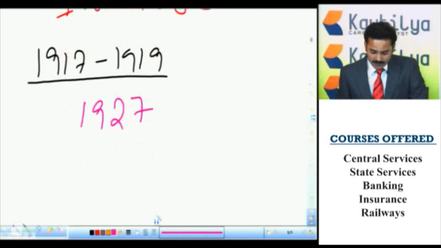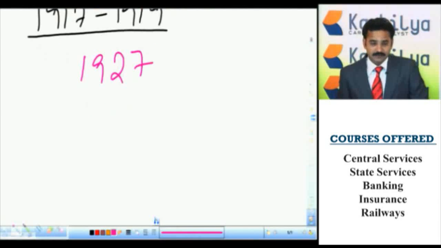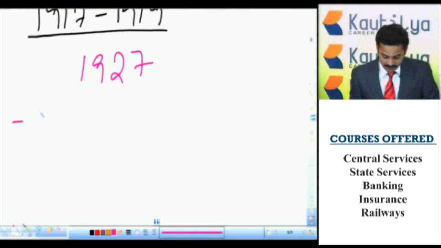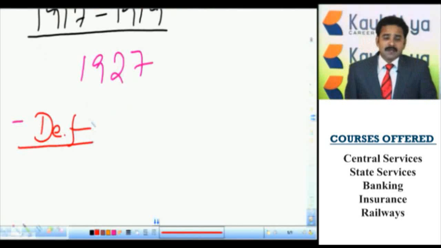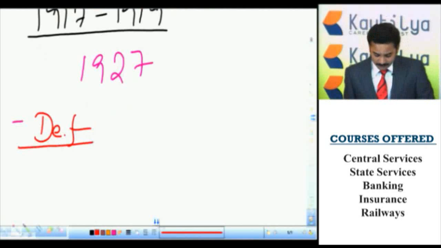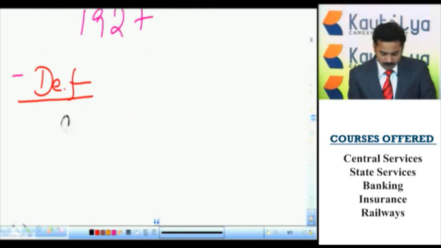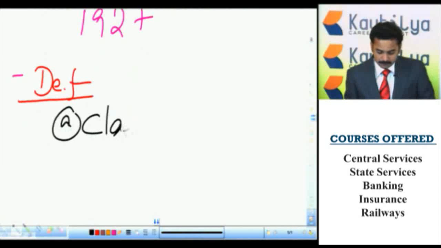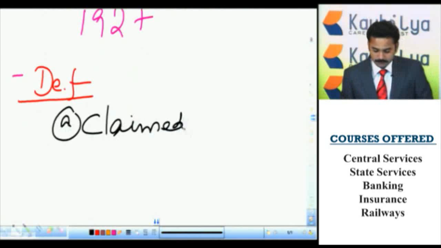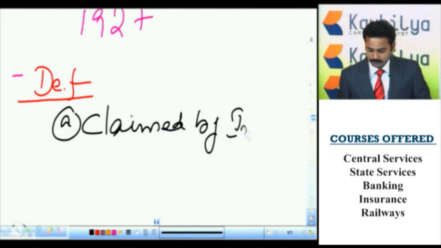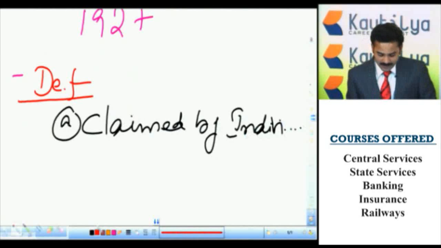Right. Let us try to understand the definition of right. What is meant by right? Why are they called fundamental rights? Definition: a right which is claimed by the individual, and second, that should be recognized by the state.